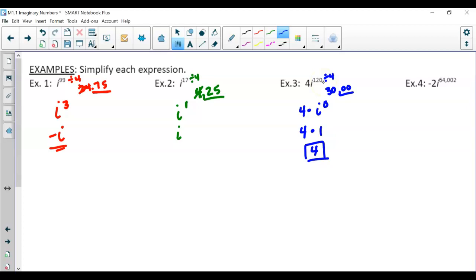So we're going to do the last one here. Again, you take the exponent and divide by 4. So here you get 16,000, but 0.5. How many quarters is 0.5? 2. So we bring down that coefficient of -2 times i to the second power. Well, what is i to the second power? -1. So now we solve. What's -2 times -1? +2.